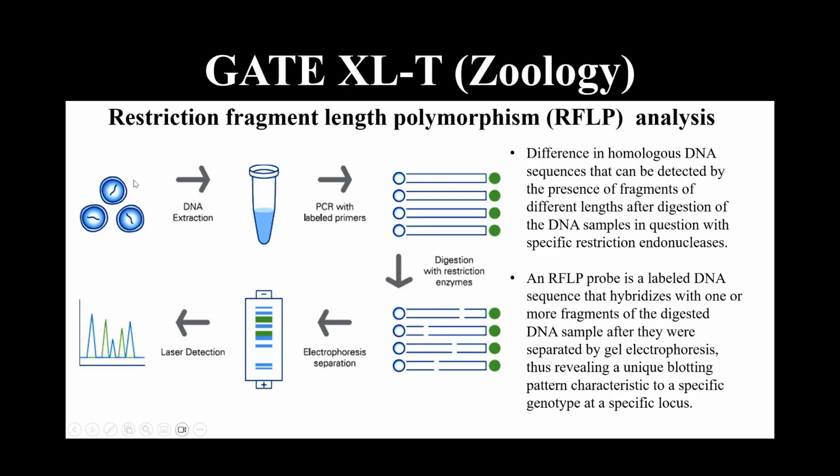So as you can imagine, we will have the extracted DNA that will be amplified by PCR, and then it will be digested with a very specific restriction enzyme, which will give rise to different lengths of fragments. In this, we also use an RFLP probe, which is actually a labeled DNA sequence that hybridizes with one or more of these fragments of the digested DNA sample, after which they are separated by gel electrophoresis, which will then reveal a unique blotting pattern which is characteristic to the specific genotype at a specific locus. So as you can see, this technique relies more on the downstream processing of the amplified DNA.